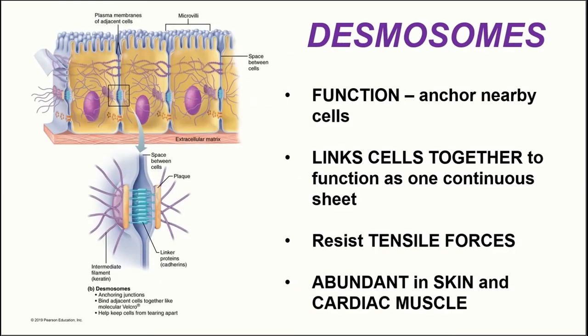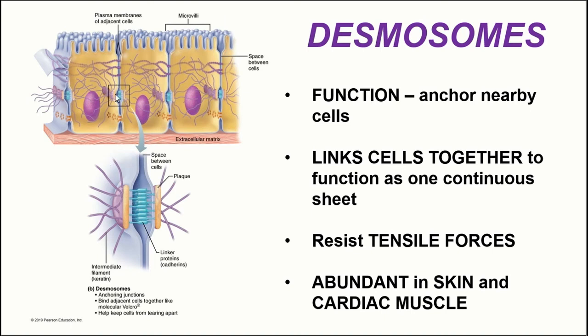So desmosomes tend to function a little bit like rivets that anchor nearby cells to one another. Essentially what a desmosome is, it's a number of protein plaques, fibers, and filaments here. And what you have in desmosomes is that you actually have these small little linker proteins that extend from one cell to another and link them physically together or bind them physically together.